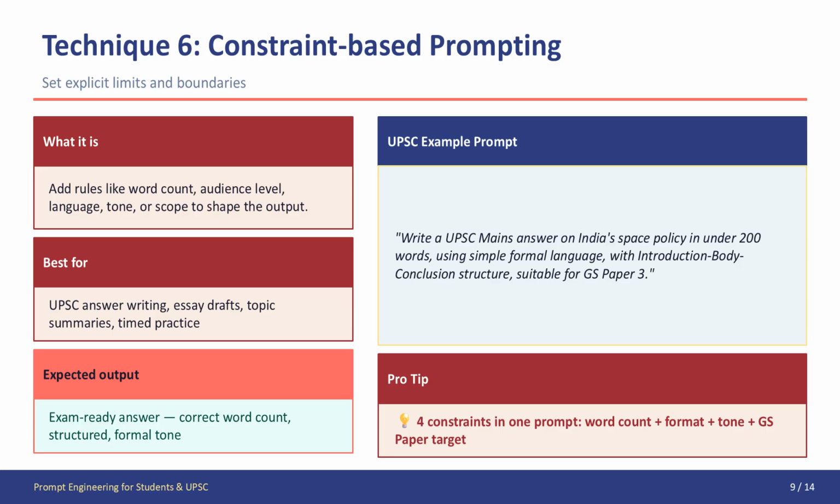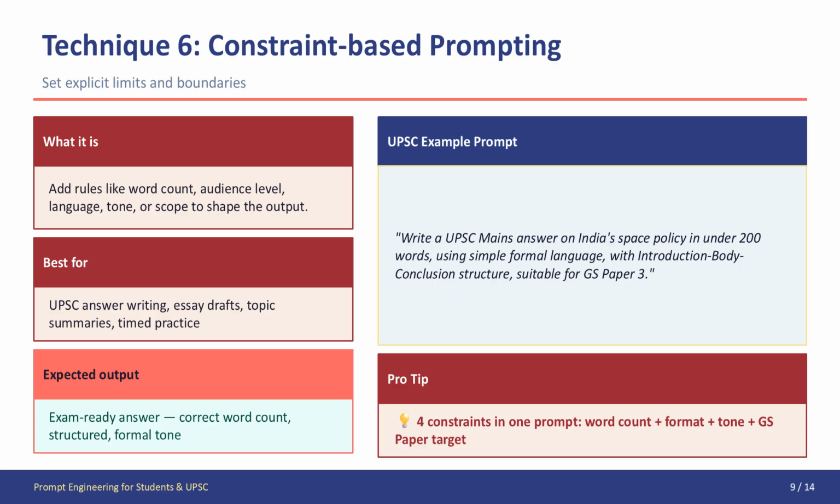This is perhaps the most directly useful technique for mains answer writing. Add explicit rules and limits to your prompt. Write a UPSC mains answer on India's space policy in under 200 words, using simple formal language, with introduction, body, conclusion structure, suitable for GS paper 3. 4 constraints in one prompt: word count, language level, structure, and target paper.